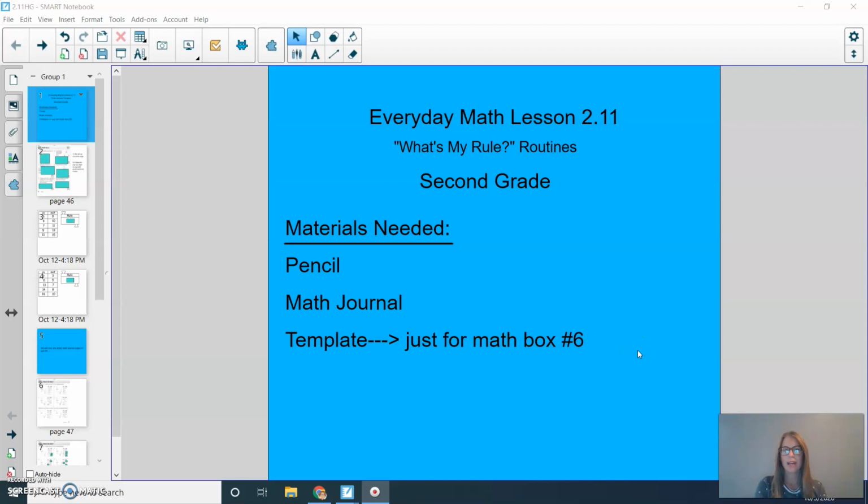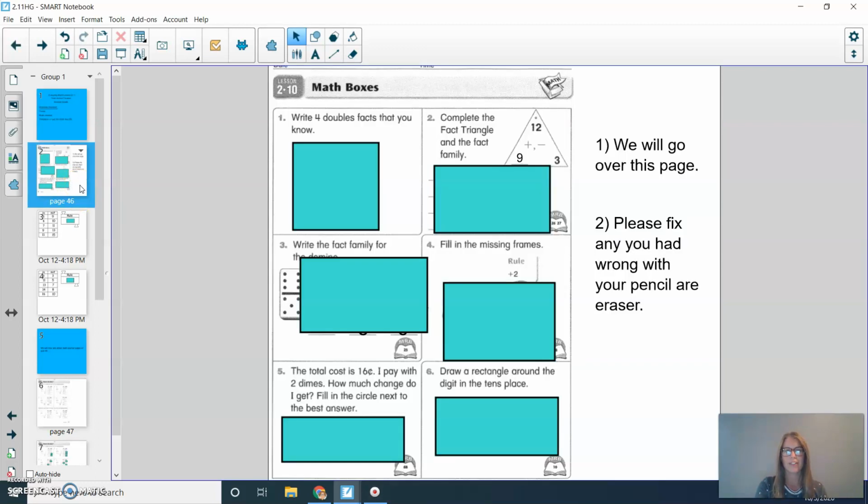Hi boys and girls, welcome to Everyday Math Lesson 2.11, What's My Rule? Routines. The materials that you'll need today are just your math journal, pencil, and your template for Math Box number 6. Let's get started.